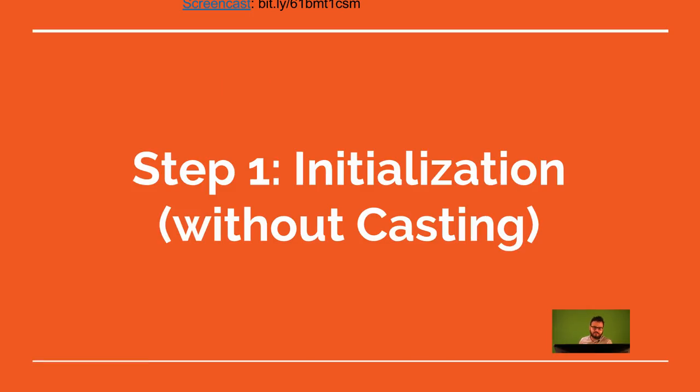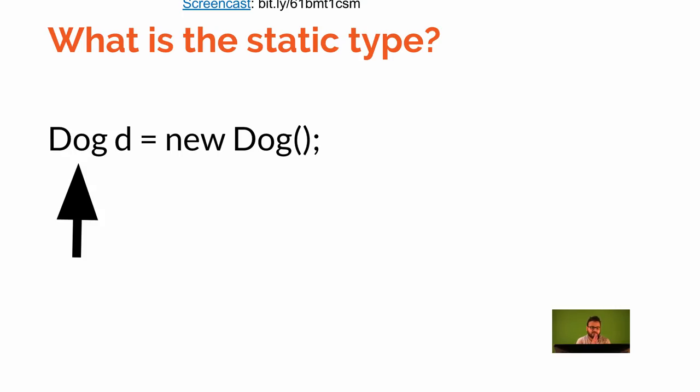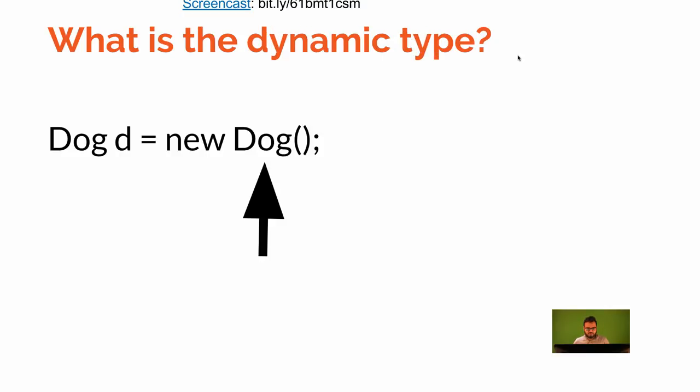Okay, so initialization without casting. First of all, we're going to talk about just initializing objects. When we say that, for instance, Dog d equals new Dog, what do we mean? Well, this whole video is essentially going to be a very large extended analogy. The way I like to think about it is doing this.